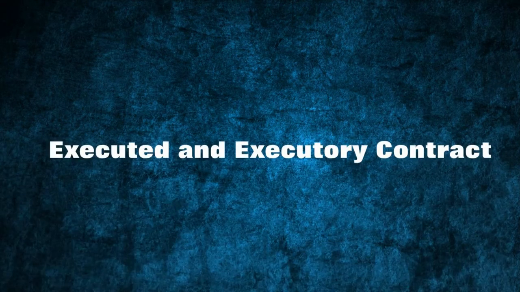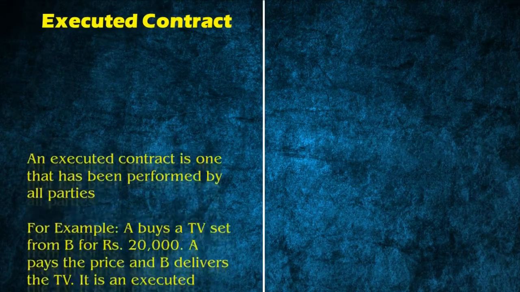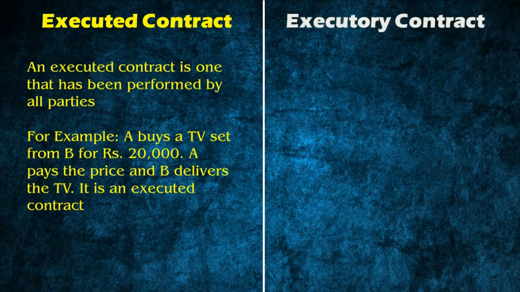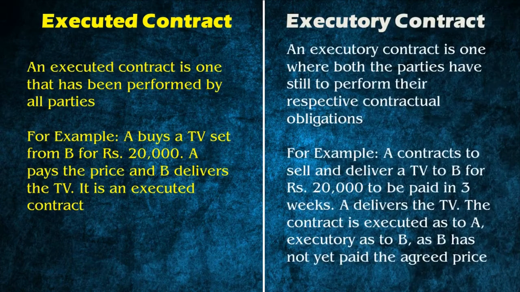The next type of contract is executed and executory contract. An executed contract is one that has been performed by all parties. For example, A buys a TV set from B for Rs. 20,000. A pays the price and B delivers the TV. It is an executed contract. An executory contract is one where both the parties have still to perform their respective contractual obligations.